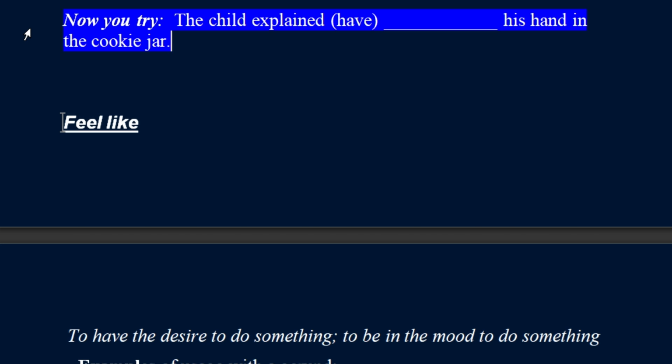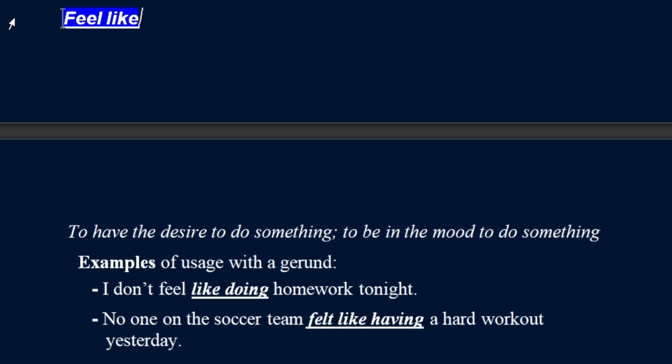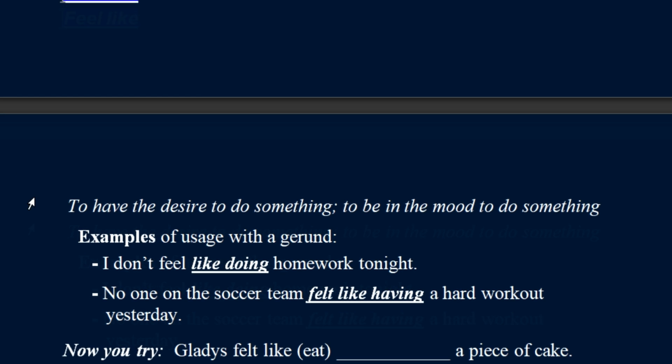Feel like. To have the desire to do something, to be in the mood to do something. Examples of usage with a gerund. I don't feel like doing homework tonight. Another example. No one on the soccer team felt like having a hard workout yesterday.